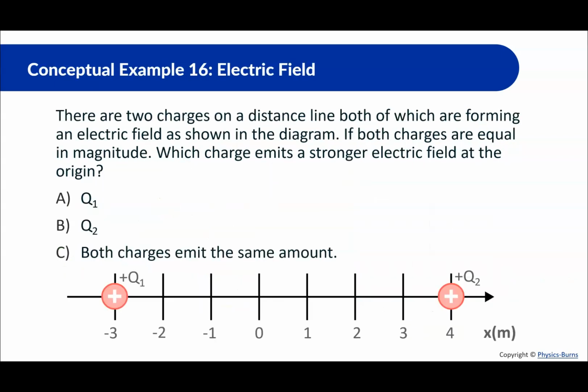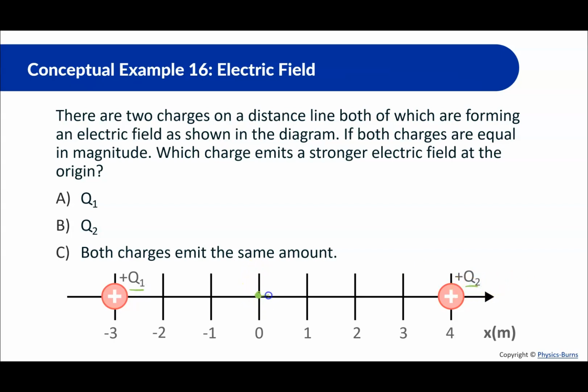Conceptual example 16. There are two charges on a distance line, both of which are forming an electric field as shown in the diagram. If both charges are equal in magnitude, which charge emits a stronger electric field at the origin? Q1, Q2, or both charges emit the same amount of charge? Okay. We're seeing which one emits a stronger electric field. Q1 has the same amount of charge as Q2.